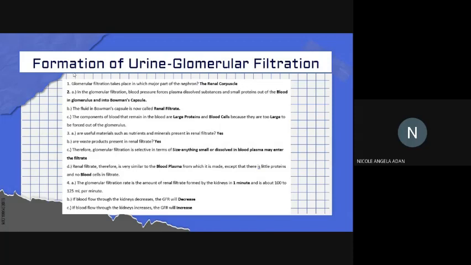Number 4, letter A. The glomerular filtration rate is the amount of renal filtrate formed by the kidneys in 1 minute and is about 100 to 125 ml per minute. Letter B. If blood flow through the kidneys decreases, the GFR will decrease. Letter C. If blood flow through the kidneys increases, the GFR will increase.